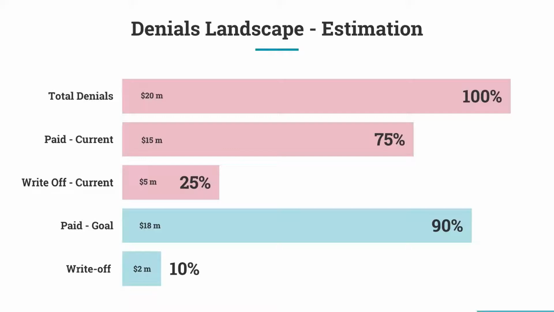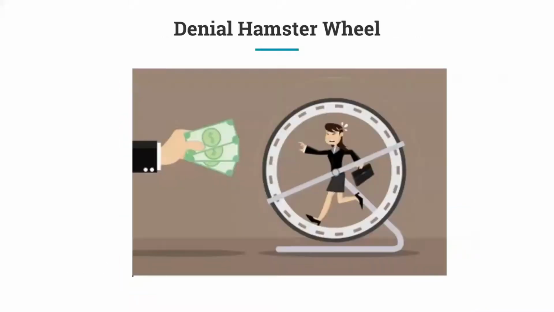get them recovered. So with that, their new goal is to get paid for 90% of their denials, or $18 million, thereby reducing their write-offs from $3 million down to $2 million, or 10%. While that's great and it's really helpful and it gets cash in the door, what that does is it keeps us on our denials hamster wheel.